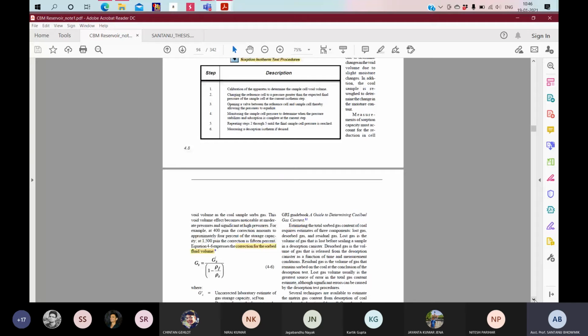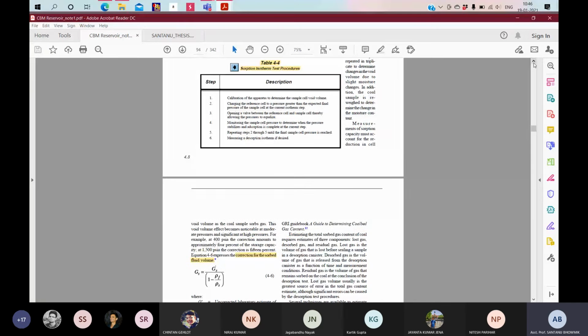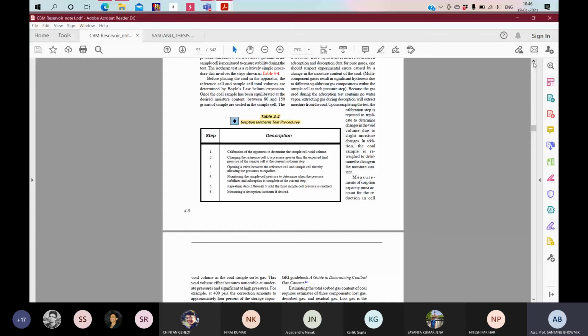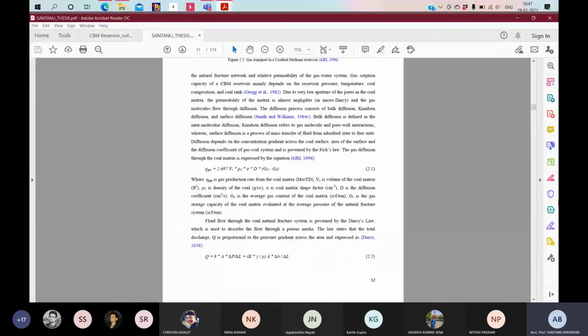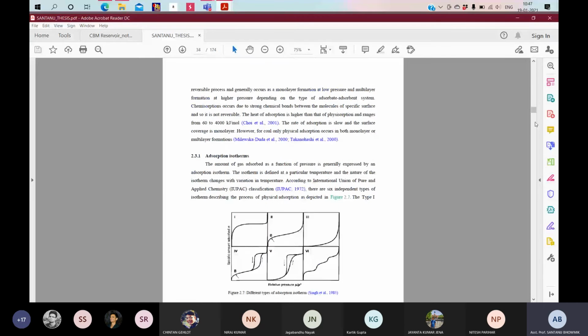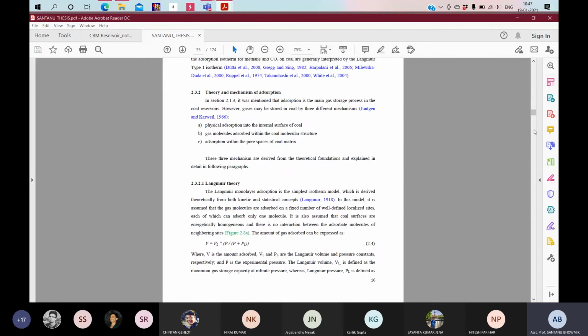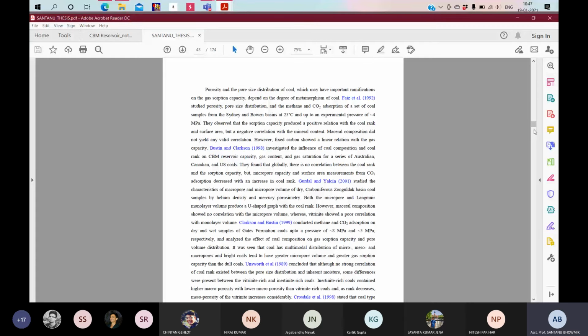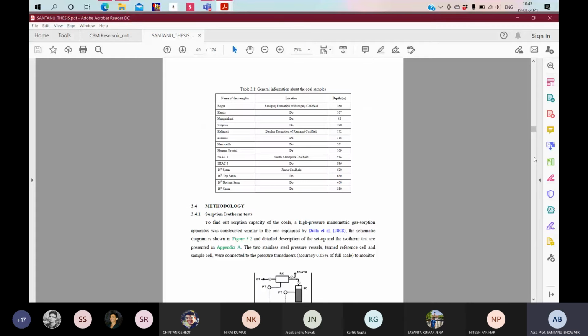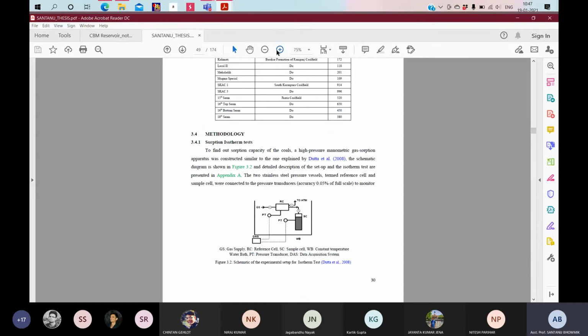Okay, but before this, let me give you some idea about how it is done. Otherwise, you will not be able to understand. So, let me show you the schematic diagram. I will also be giving you some other notes for this. Yeah, this is the schematic diagram.